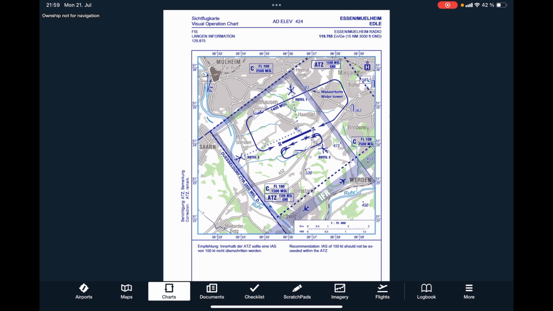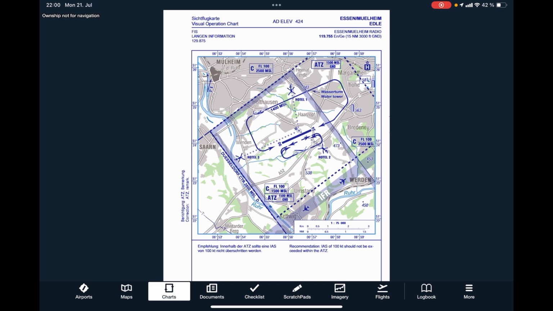There is an aerodrome traffic zone from ground to 1500 feet, so we need to be really careful in terms of flying the pattern and in terms of maintaining our altitude. One of the things that you would notice in this traffic pattern is the final leg.